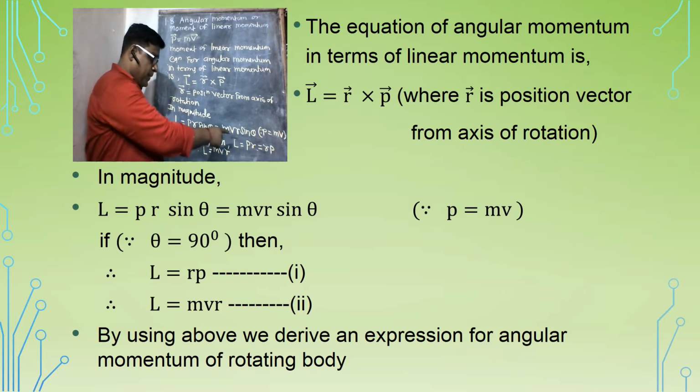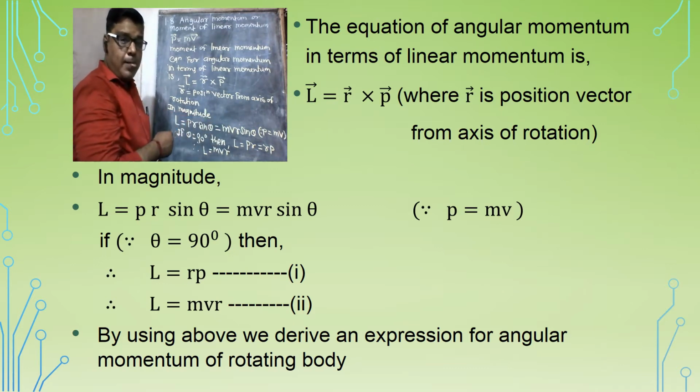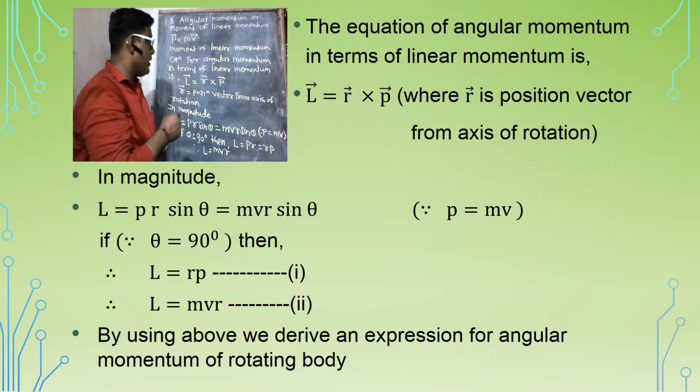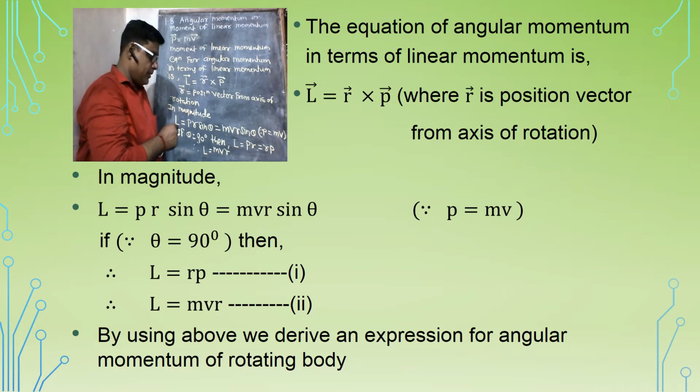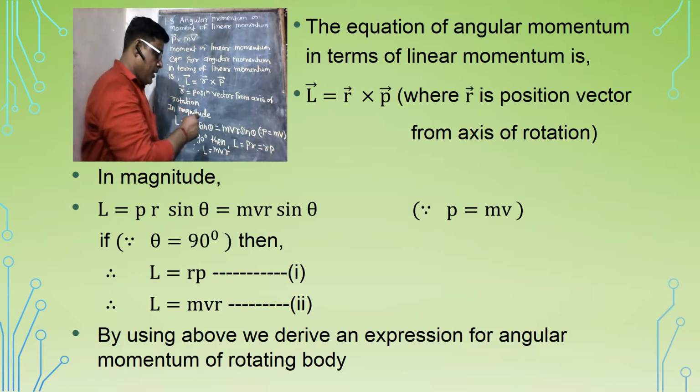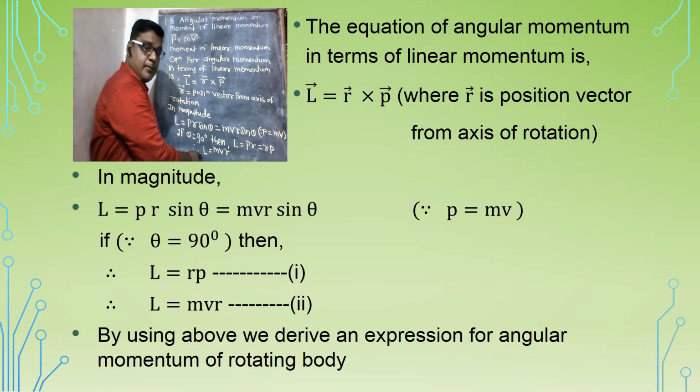Here P is equal to M into V. That is the definition of linear momentum. It is the product of mass and velocity. It is called linear momentum. When we use this linear momentum, P is equal to M into V, then we get the angular momentum in terms of linear momentum. L is equal to mvr.